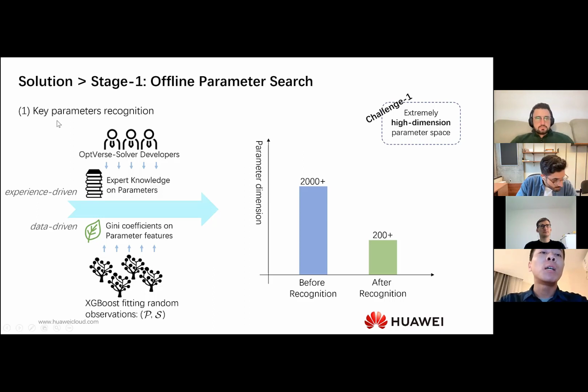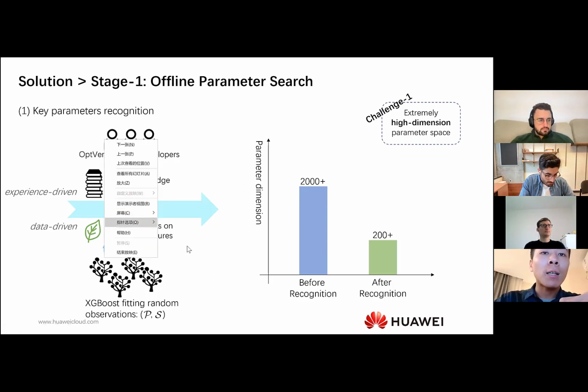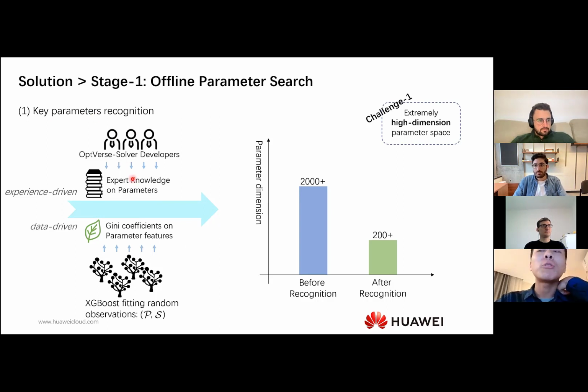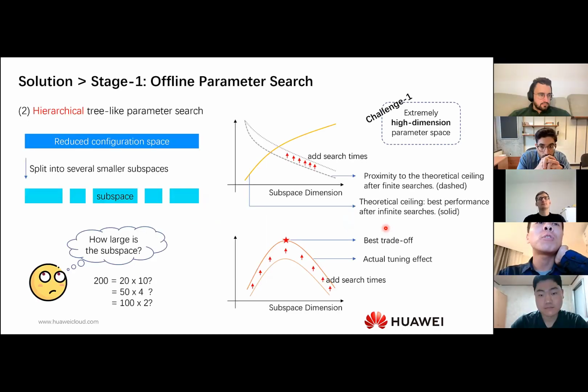First, we do key parameter recognition according to the expert knowledge from the software developers in our team. Besides, the Gini coefficients on parameter features that are produced by the XGB model fitting random observations are also used. After that, the parameter dimension is reduced from 2000 to 200. But 200 is still too huge for the BO to do a search.